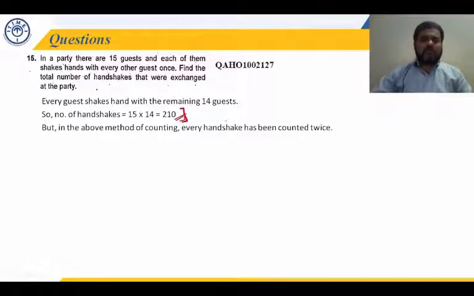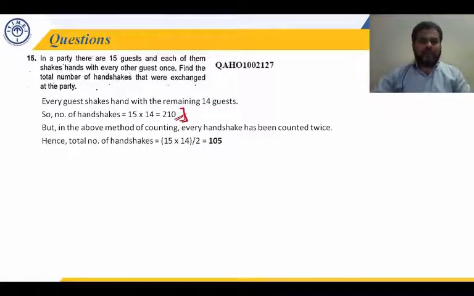So every handshake is being counted twice in this 210. So what will be the actual number of handshakes? The actual number of handshakes will be half of it because every handshake has been counted twice. So to correct that, we'll have to divide this 210 by 2. So it will be 15 into 14, which is 210, divided by 2, which is 105. The correct answer is 105. Fine.